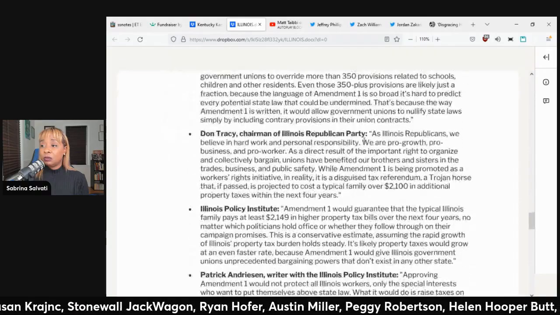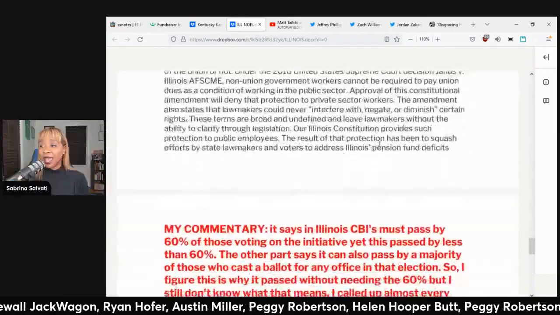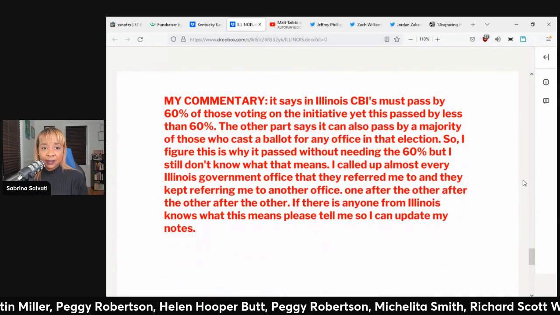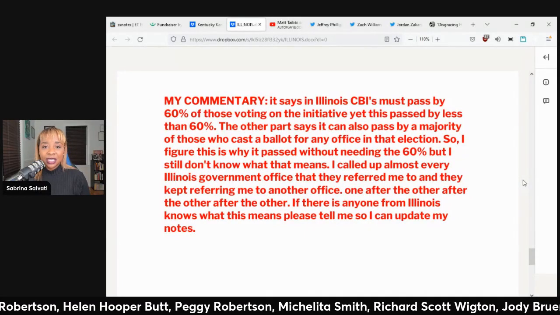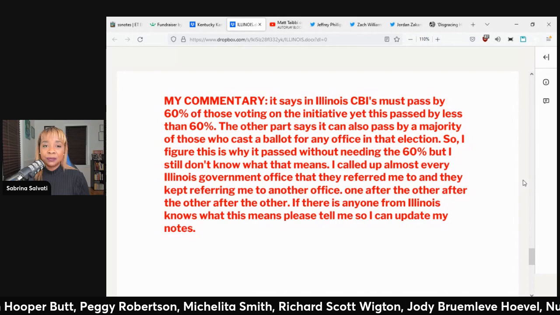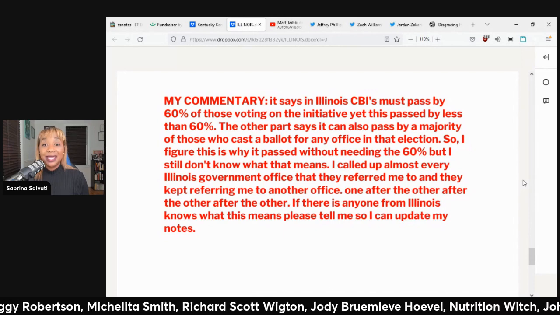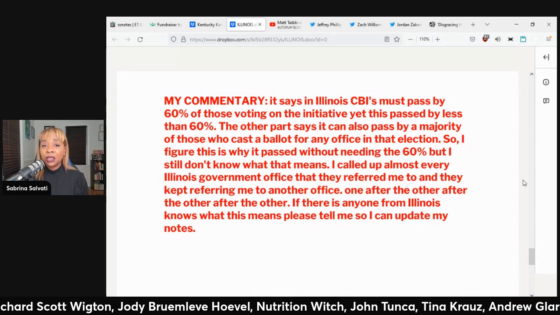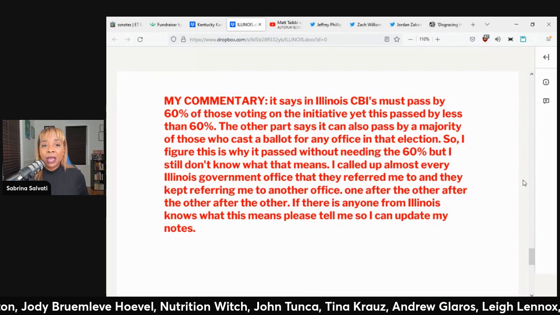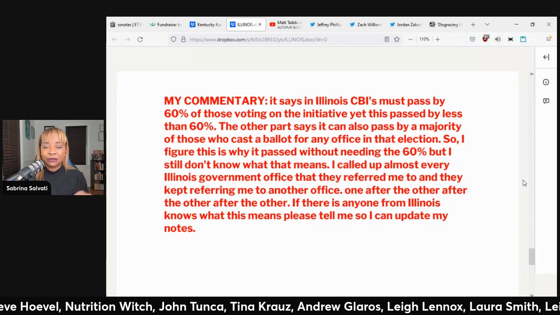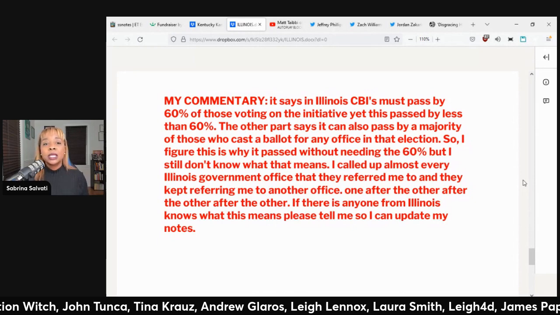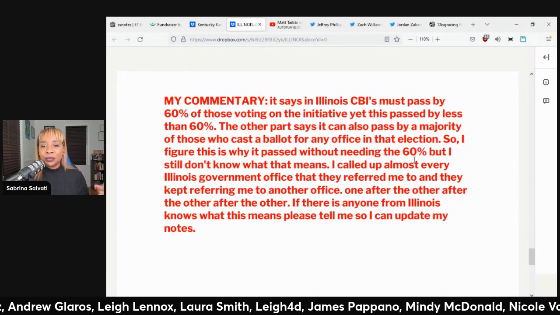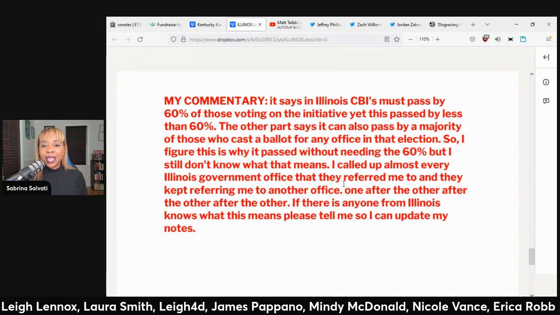So that one did pass. And Roger Meadows put something here that I thought was interesting. It says in Illinois, CBIs must pass by 60% of those voting on the initiative, yet this passed by less than 60%. The other part says it can also pass by a majority of those who cast a ballot for any office in that election. So I figure this is why it passed without needing the 60%, but I still don't know what that means.